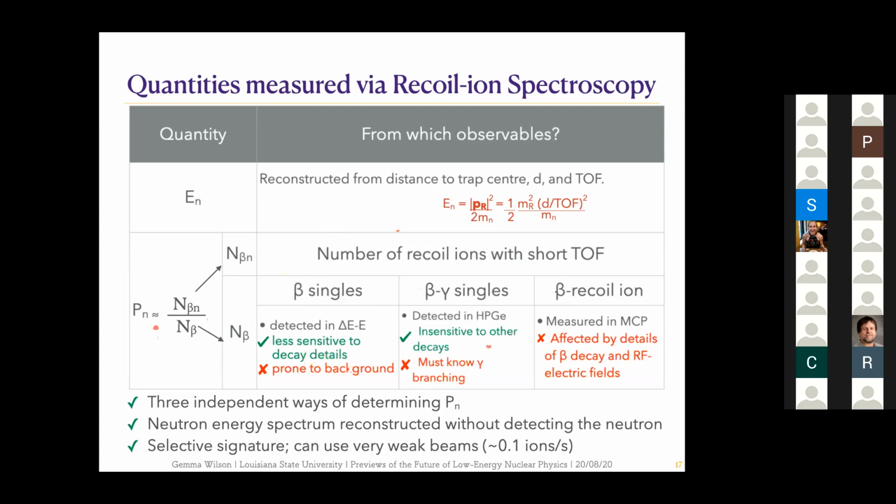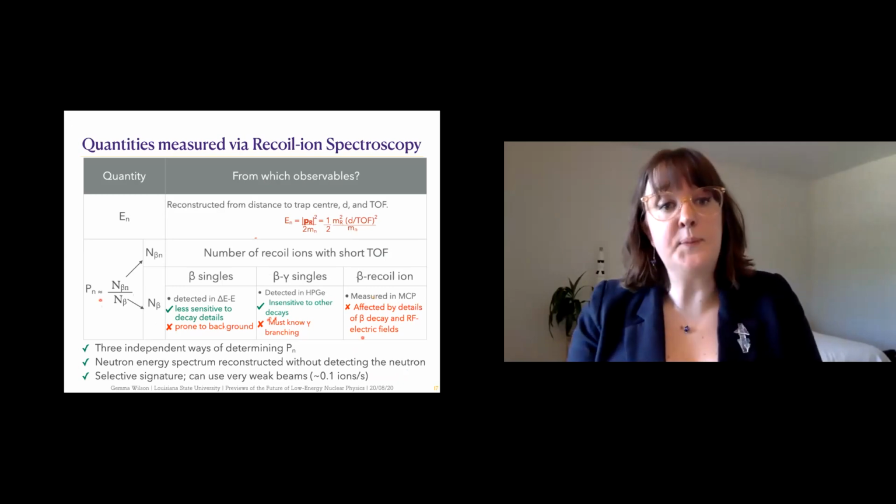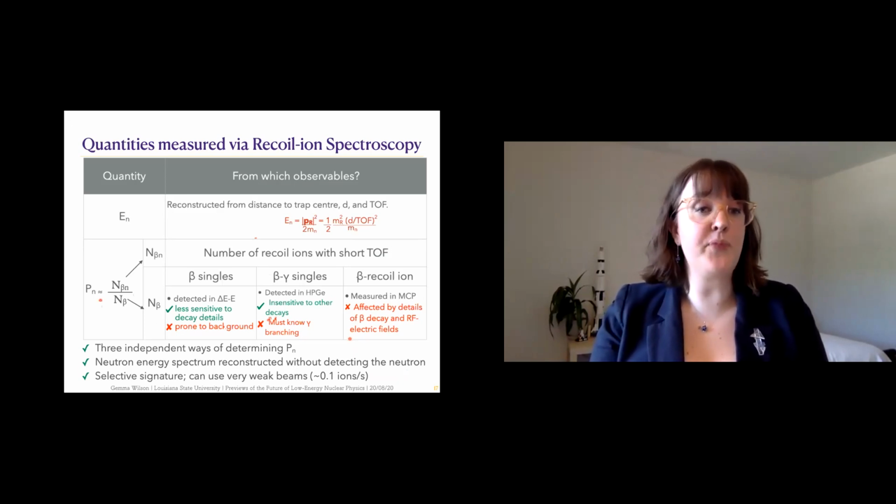Beta gamma singles are insensitive to the different types of decays, but we must know the gamma ray branching, which in some cases is very difficult to know. And the beta recoil ion method is affected by the RF. So they're not perfect, but we do have 3 independent ways of determining the same number.